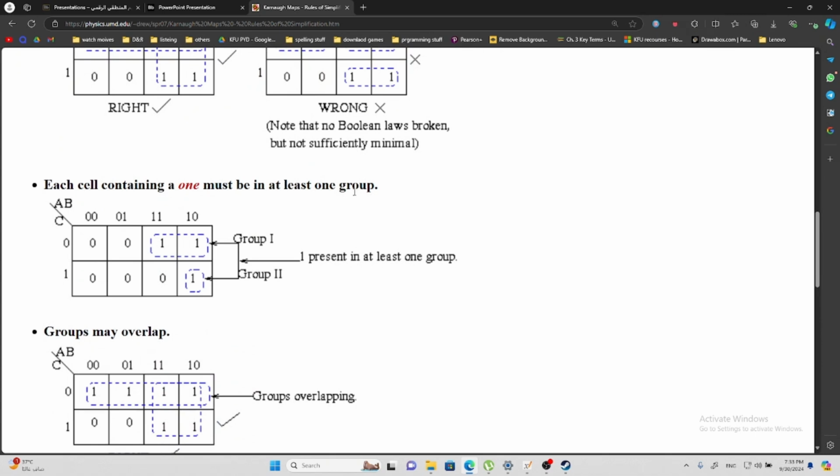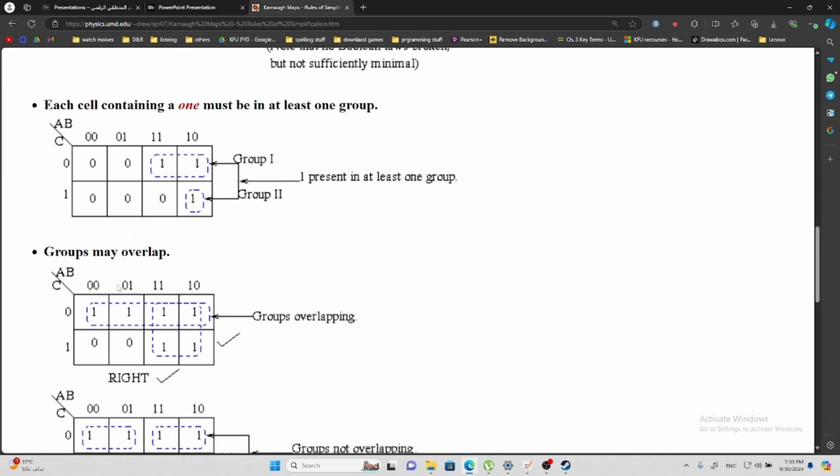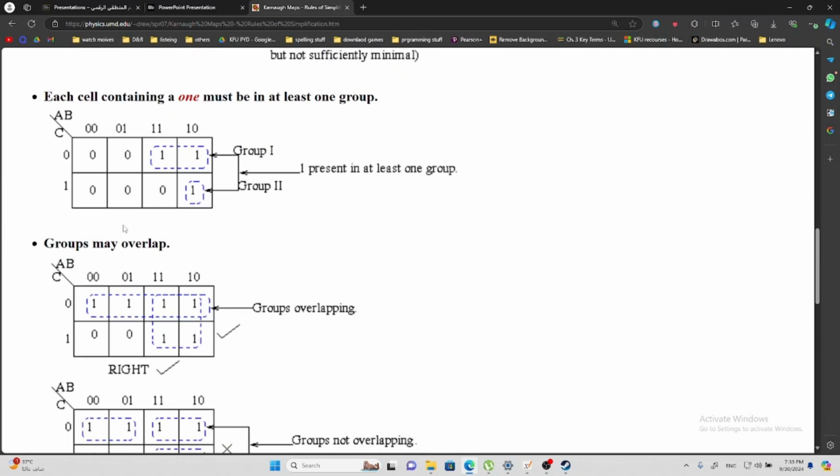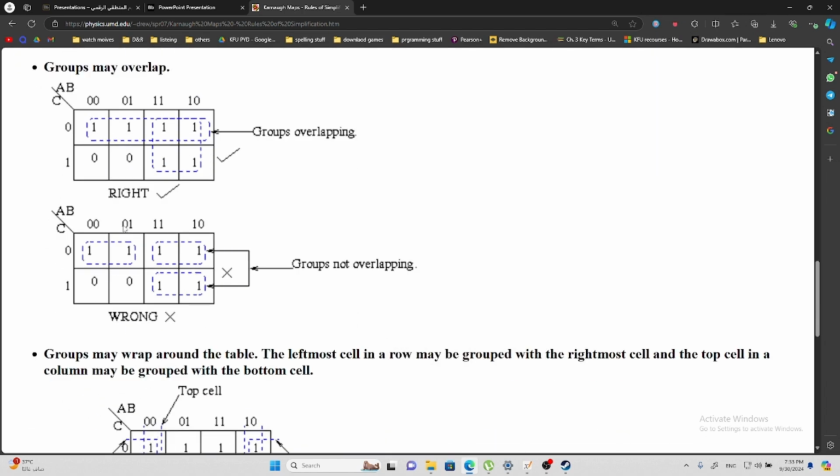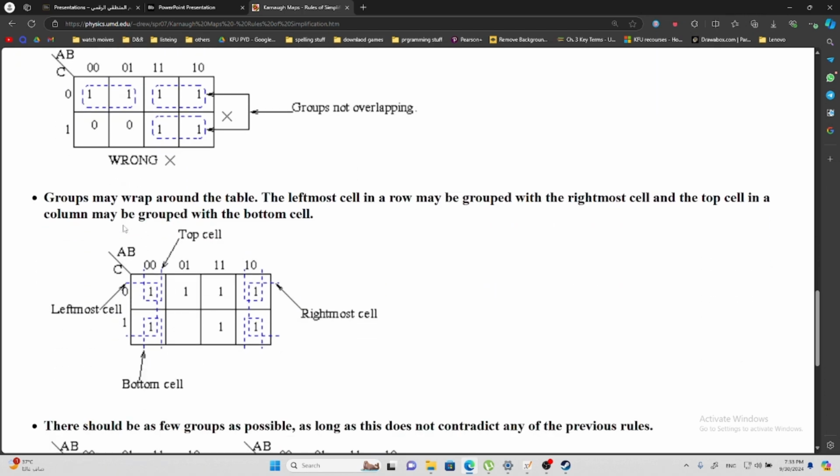That is what this rule is trying to convey. Each cell containing a 1 must be in at least one group. Yes, this is very important as well. If you have a 1 here or a 1 here, then it must be grouped at least once. So you cannot leave a 1 alone. You have to group it at least once. And that's it. And then you have groups may overlap, so overlapping groups are fine.